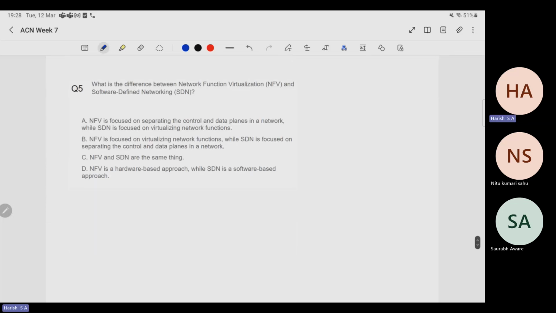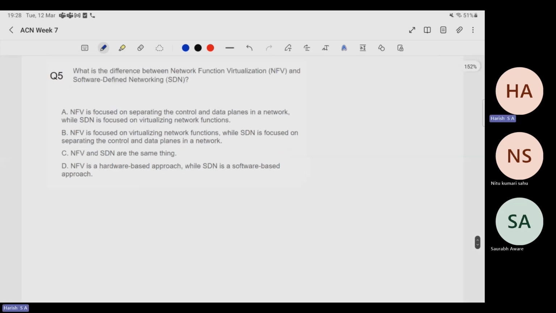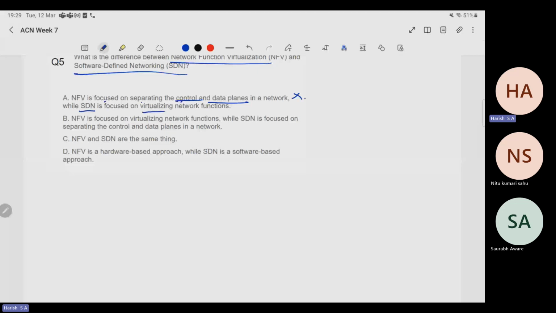So let's look at question number 5. What is the difference between network function virtualization and software-defined networking? Is it that NFV is focused on separating the control and data planes in a network, while SDN is focused on virtualizing network functions? Right. So they're asking what is the difference between NFV and SDN. NFV is focused on separating control and data planes. No, NFV does not do that. SDN is focused on virtualizing network functions. No, it's completely wrong. NFV is focused on virtualizing network functions, while SDN is focused on separating control and data planes in a network. Right. So option B is correct.